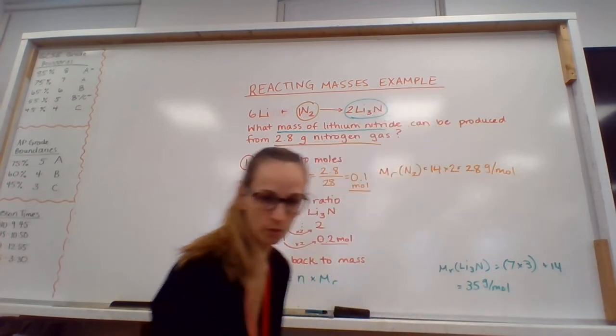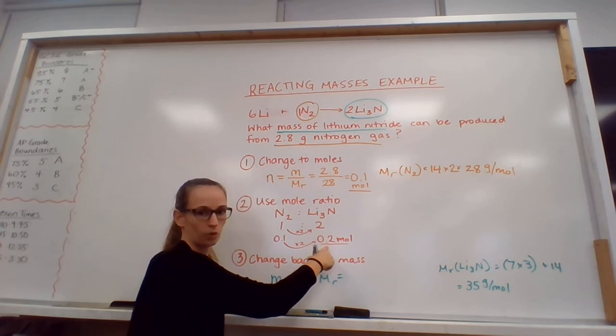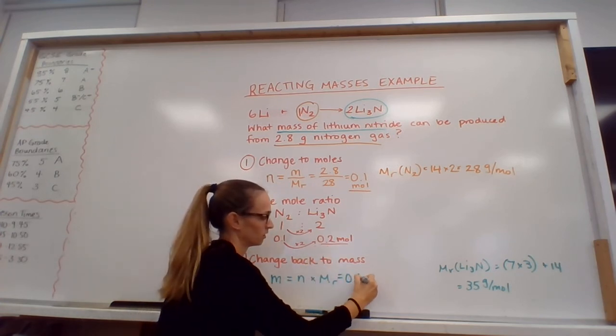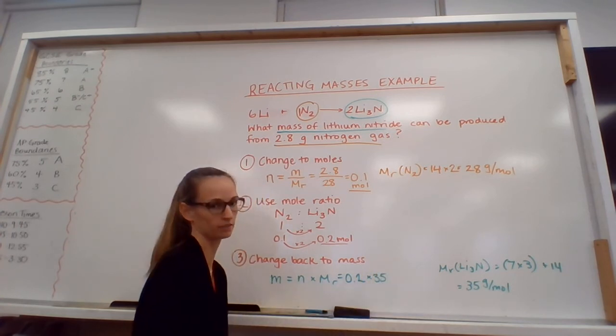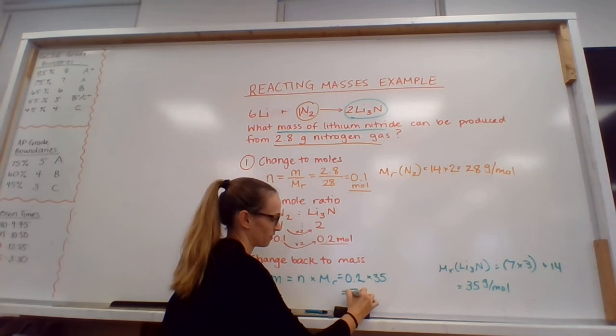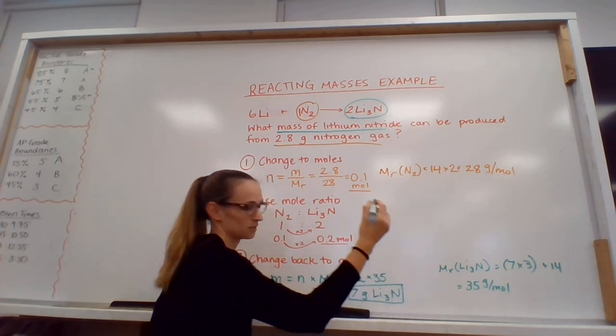Back to our equation. N times MR. We worked out N in step 2. It was 0.2. We just worked out MR from the periodic table. It's 35. To give us 7 grams of lithium nitride. And that is your final answer.